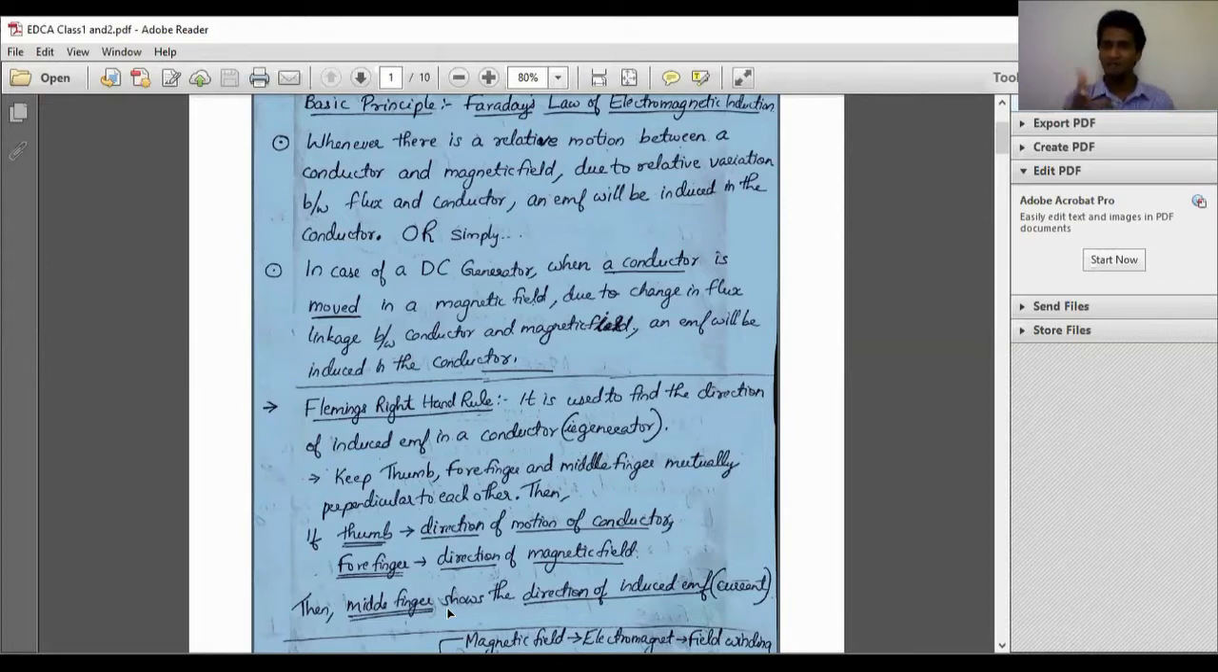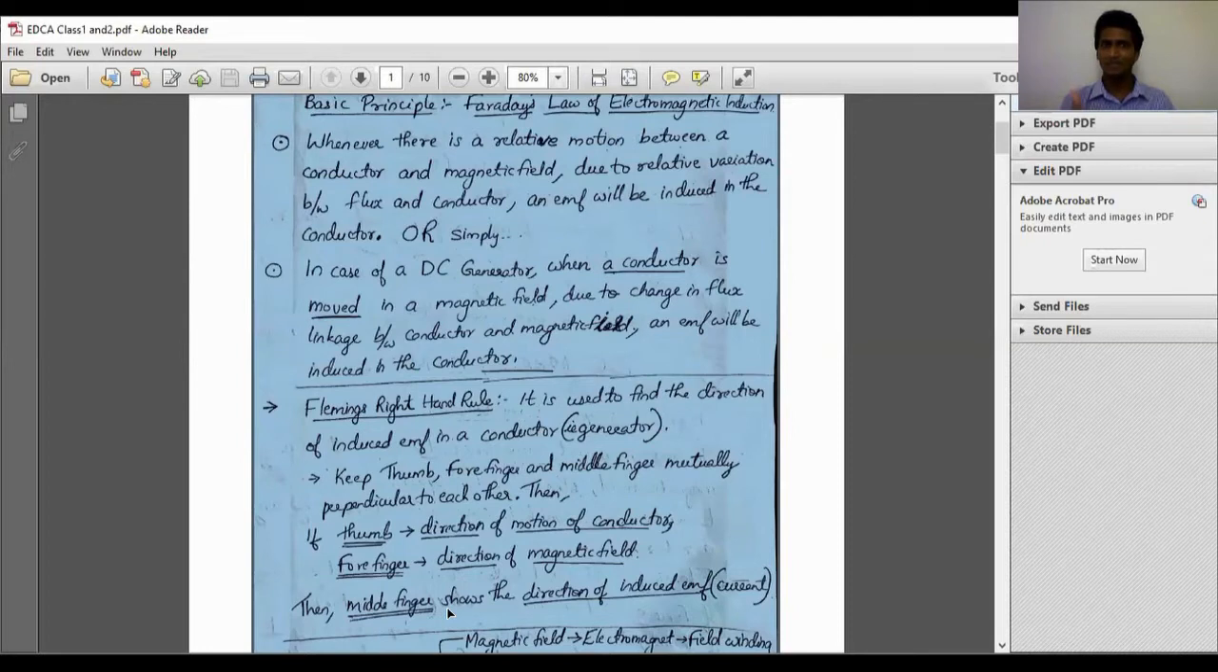If the thumb shows the direction of motion of the conductor, that is, the conductor is moved in a magnetic field, then we should know the direction of magnetic field. So the forefinger will give you the direction of magnetic field. Then, according to Fleming's right hand rule, the middle finger will give you the direction of induced EMF.